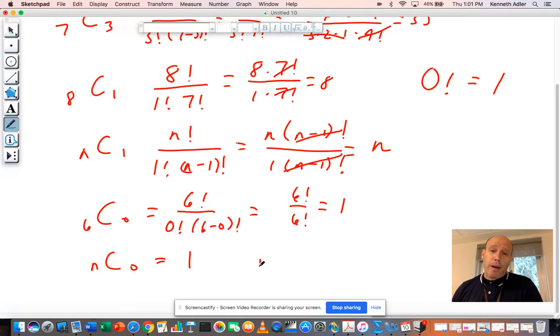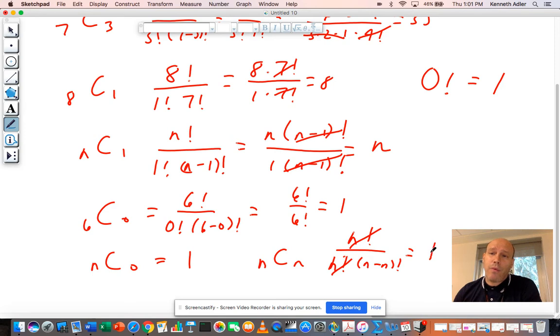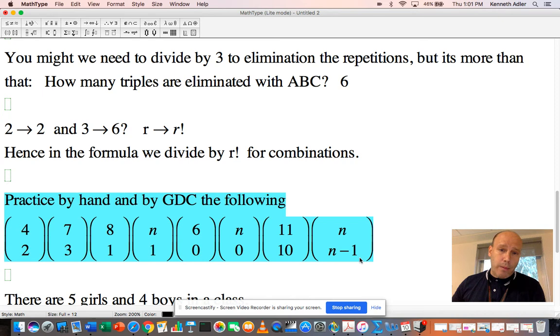Another thing you should think about is n choose n. N factorial over n factorial times n minus n factorial. That goes out with that. We have 1. How many ways can I choose n objects from n objects? There's only one way. What's the next problem?